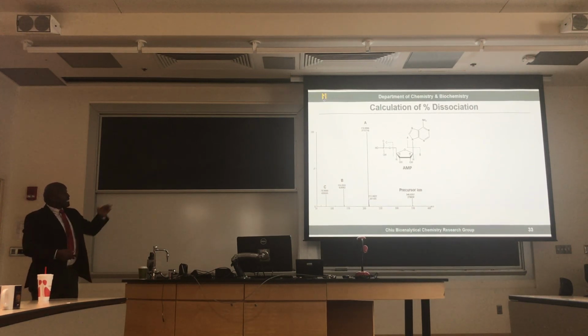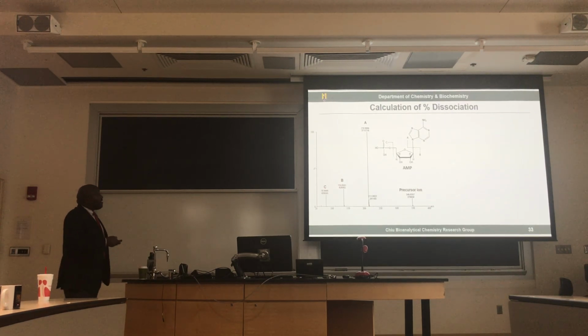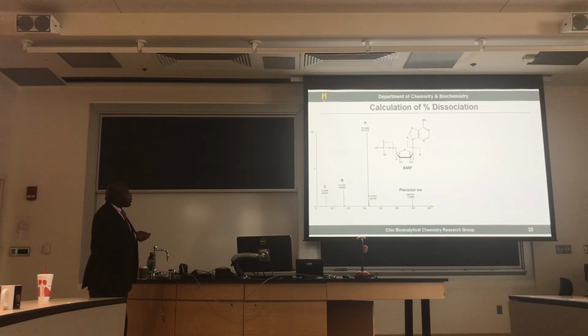For example, in this case, we have AMP, which is adenosine monophosphate. Remember, it's one of the building blocks for RNA. When the fragmentation pattern happens, you can get the phosphate, or the phosphate plus the sugar, and then you can also have the base. These are the fragment ions, and this is the precursor ion.